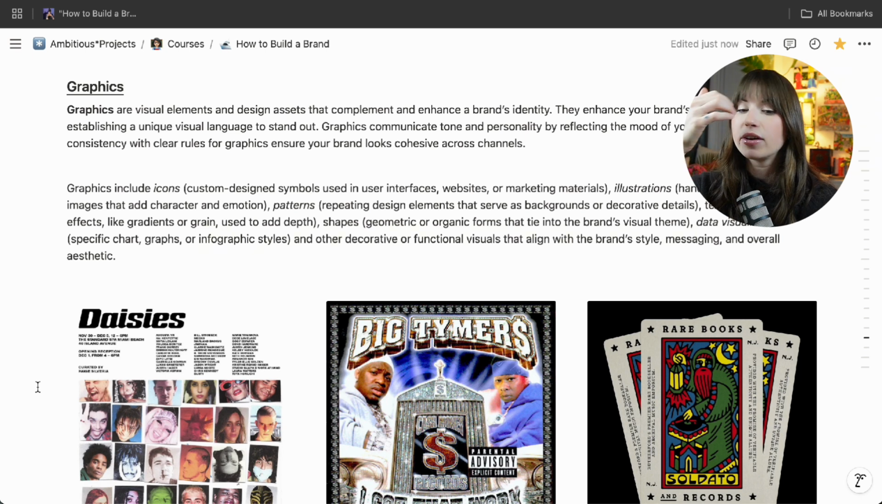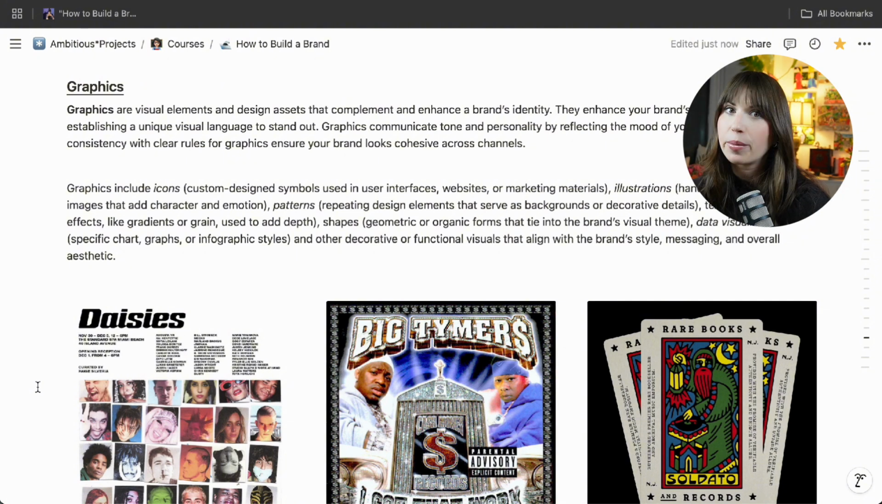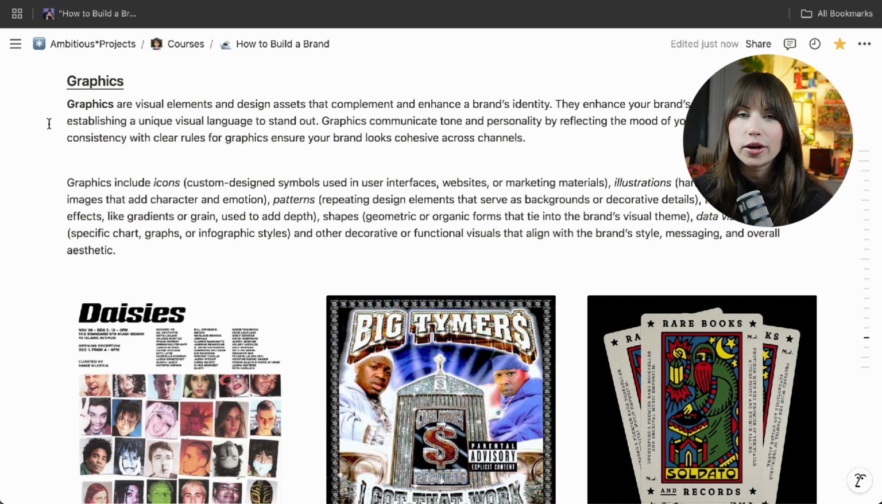So when it comes to graphics, they can include things like icons, so custom designed symbols, illustrations that are hand-drawn or digital images that add character, patterns, which are repeating design elements that serve as great backgrounds or decorative details, textures like subtle visual effects like gradients and adding grain, shapes that are geometric or organic in form, data visualization like charts, graphs, and infographics, and then other decorative or functional types of graphic elements as well.